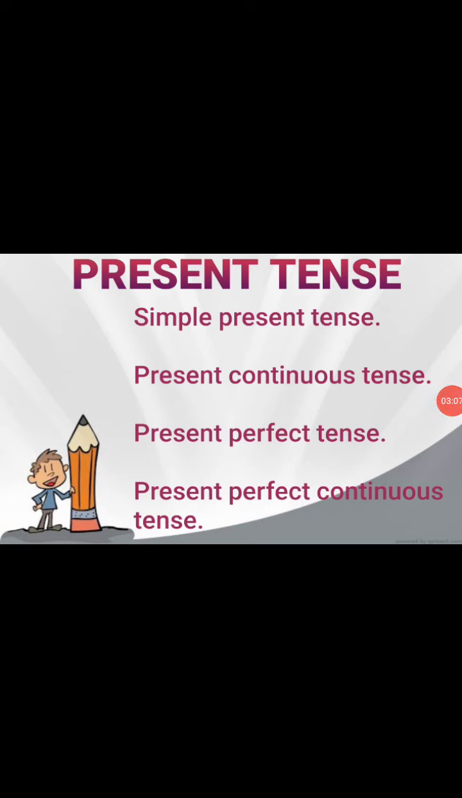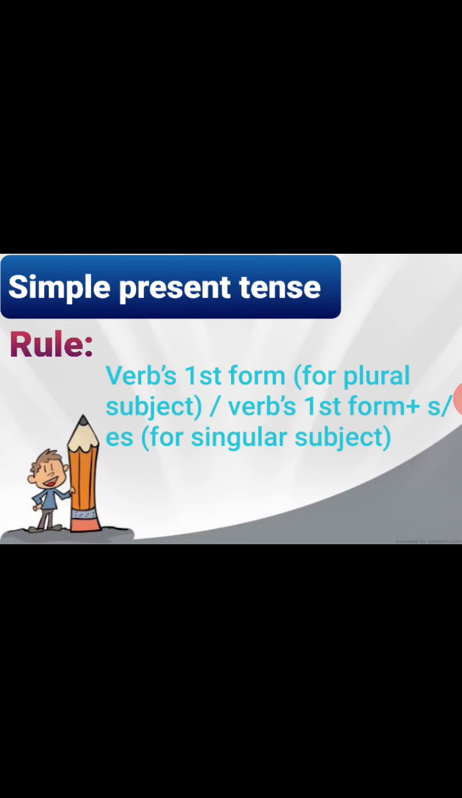Now students, look at the picture. There are 4 forms of present tense: simple present tense, present continuous tense, present perfect tense and present perfect continuous tense. Now students, look at the rule which is used in simple present tense. What do I say about simple? That is indefinite. We don't know or we haven't confirmed whether the work has been done or is going on. Understand? Now, look at the rule.